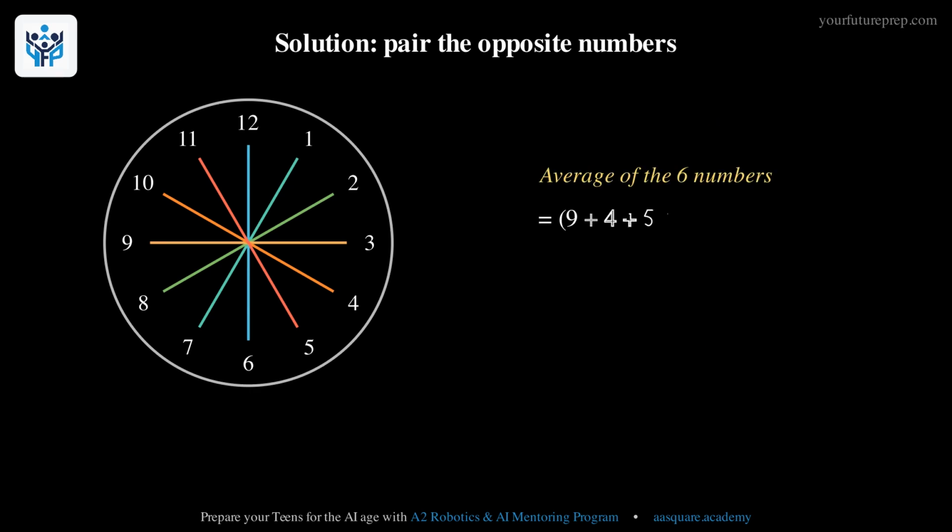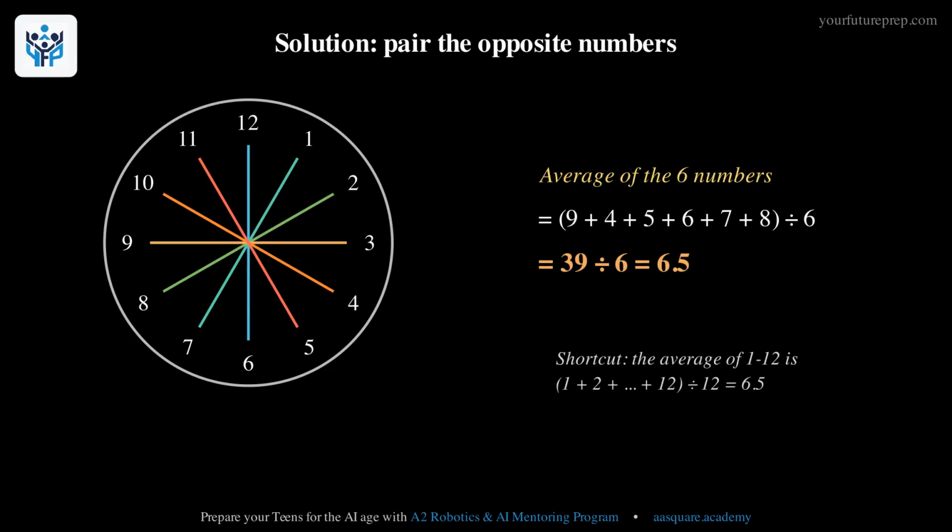Finally, average those 6 results. 9 plus 4 plus 5 plus 6 plus 7 plus 8 is 39. And 39 divided by 6 is 6.5.